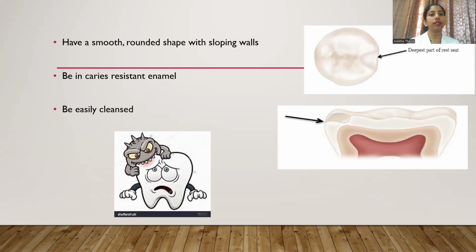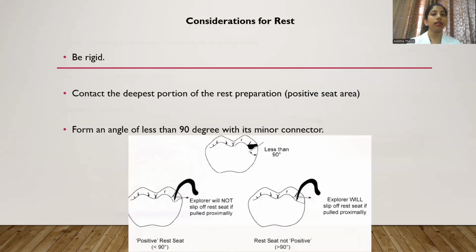It should be in caries-resistant enamel. Always remember, when we prepare a rest seat, the tooth should not have any caries, and it should not be a fractured tooth or fractured restoration. The restoration should be intact, and the tooth should also be intact. Otherwise, it may damage the prepared rest seat, and the rest seat may fracture under heavy occlusal load. The last one is that it should be easily cleansed. The rest seat should be able to be cleaned easily.